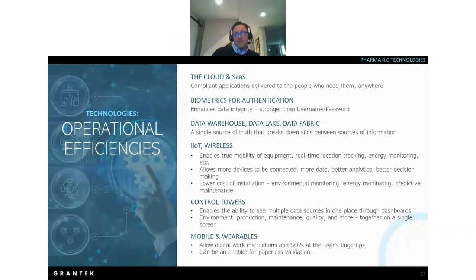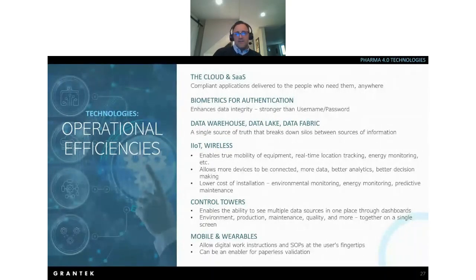Then you have biometrics for authentication. This is an enhancement for data integrity. It's stronger than just a simple username and password. It's linked to the individual. Then you have data warehouse, data lake, and data fabric. This is a single source of truth that breaks down silos between sources of data and information.